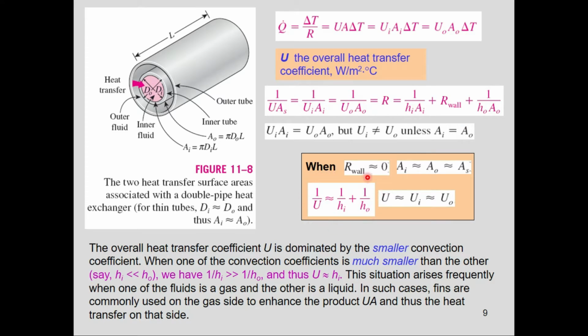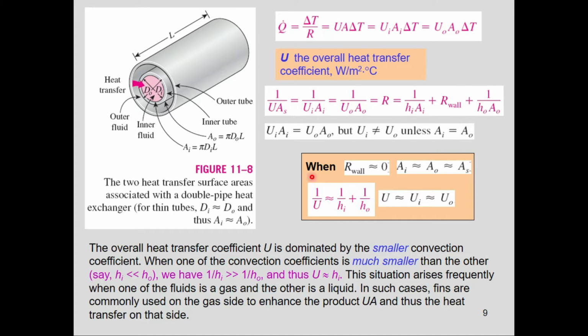After putting these conditions, the above equation ultimately reduces to this equation. How? Have a look at this. If we put our wall resistance equal to 0, and instead of putting A_i and A_o, we put A_s over here and A_s over here, what will happen next? We will take A_s common from this side and from this side, and ultimately this whole equation reduces to this equation.